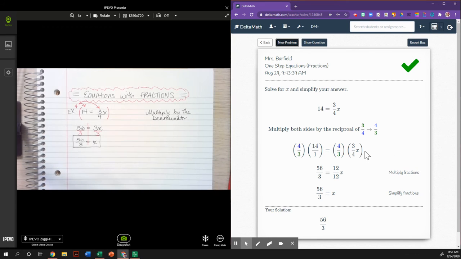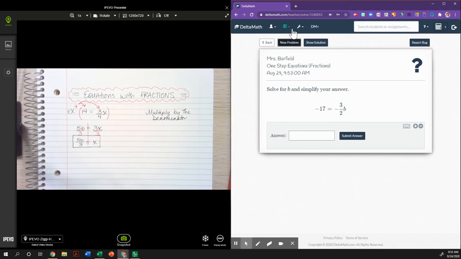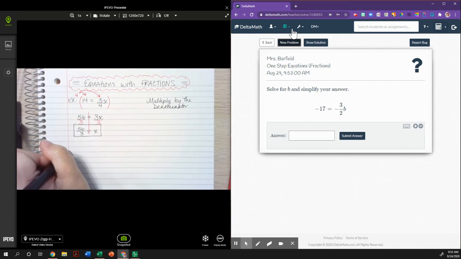You can even see that Mr. Delta Math here has a slightly different approach. It works. There's not one correct way to do this problem. There are lots of different ways that work. So let's try another example.